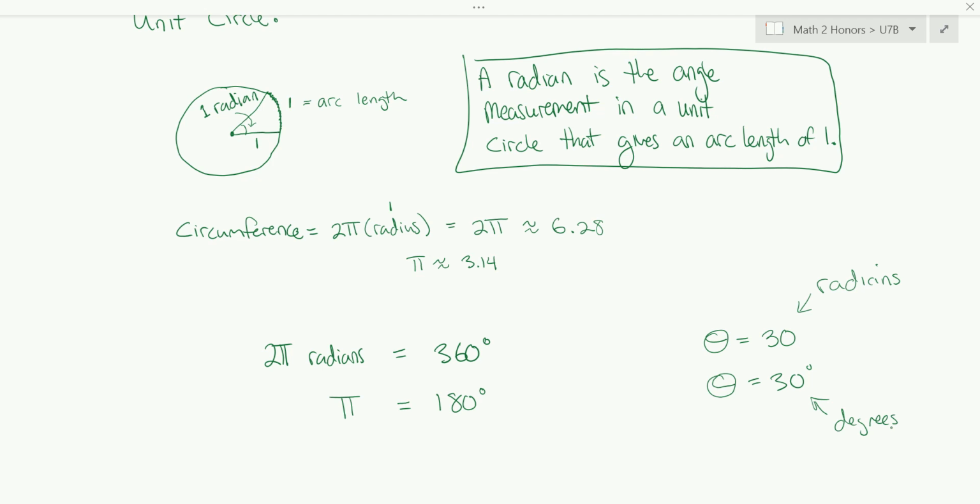Yeah, you have a question? Well, can you get 400 degrees in a circle? So if you're past the 6, that means you're going around the circle more than once, right? So 30 radians, you'd be going around that circle almost 5 times, okay?